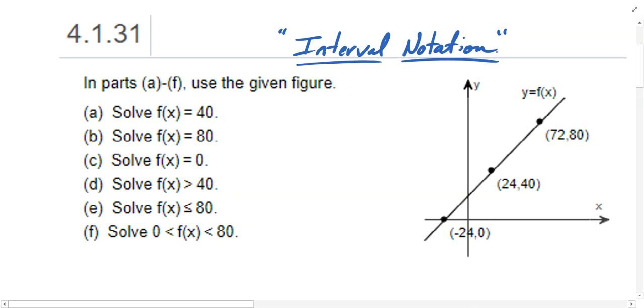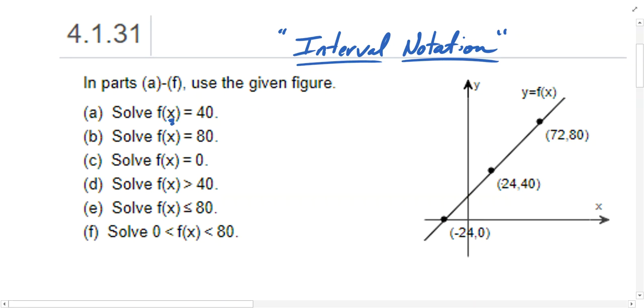So in this problem, from Chapter 4, Section 1, number 31, we're being asked in Part A to solve f of x equals 40. Now remember, f of x is the name of the function, and the f of x notation really just identifies the y components that go along with each coordinate within that function. And this line here represents a visual display of that function. So when we're being asked to solve f of x equals 40, we're asking what is the x value that makes the function equal to 40?